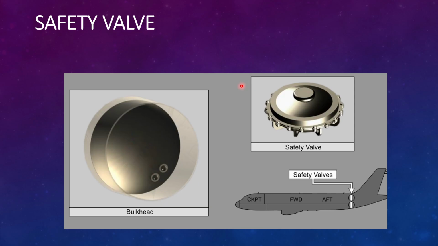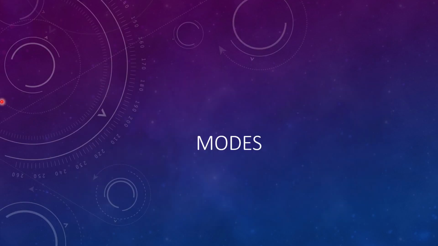So this is the picture, the image of the safety valve. This is how it looks. It will open, it will close. From the word safety valve, this serves as your backup in case your outflow valve is inoperative.